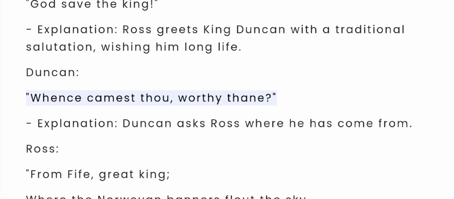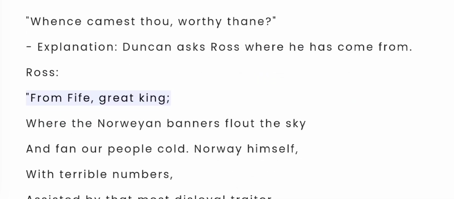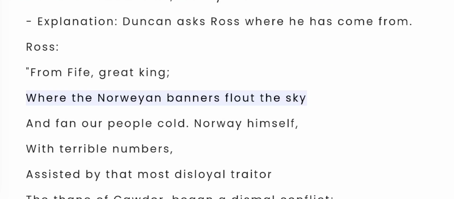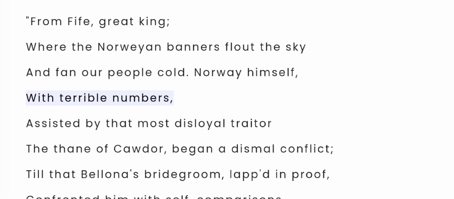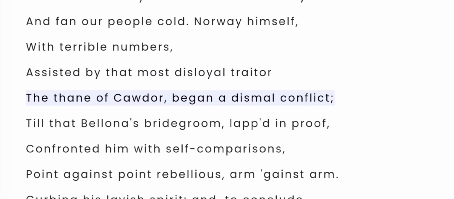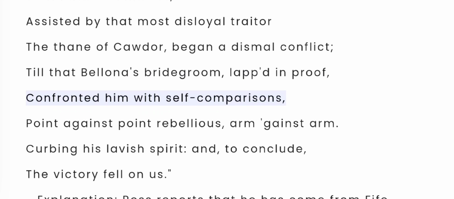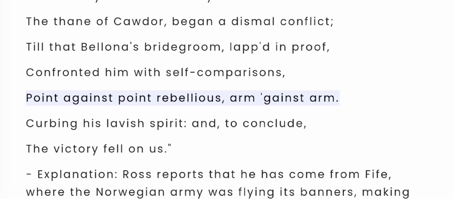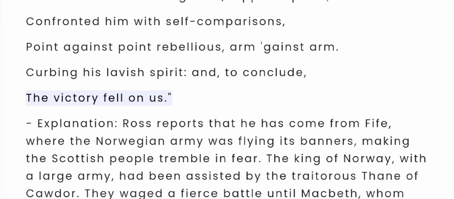Duncan: Whence camest thou, worthy Thane? Explanation: Duncan asks Ross where he has come from. Ross: From Fife, great king, where the Norwegian banners flout the sky and fan our people cold. Norway himself, with terrible numbers, assisted by that most disloyal traitor, the Thane of Cawdor, began a dismal conflict, till that Bellona's bridegroom, lapped in proof, confronted him with self-comparisons, point against point, rebellious arm against arm, curbing his lavish spirit, and to conclude, the victory fell on us.